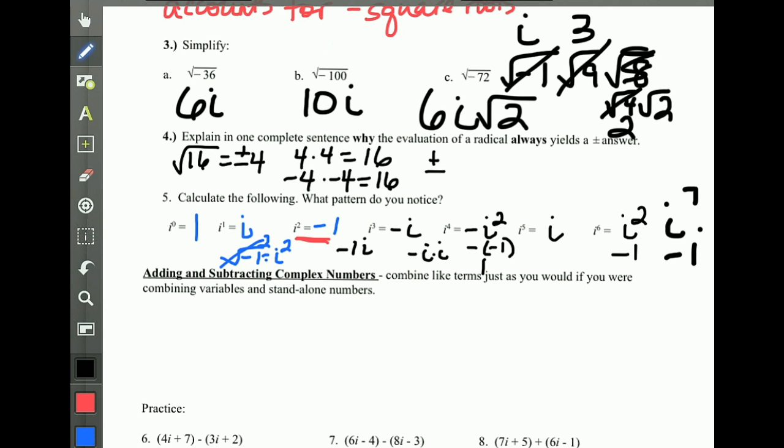Sorry, that should be an i. It's not a good i. Okay.